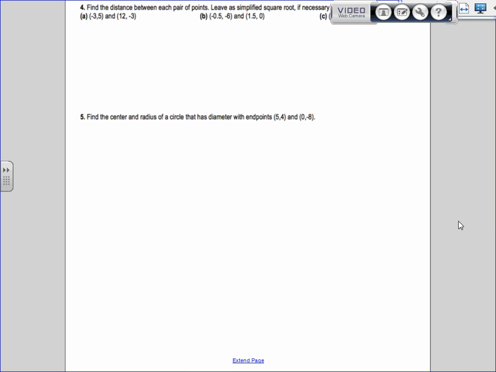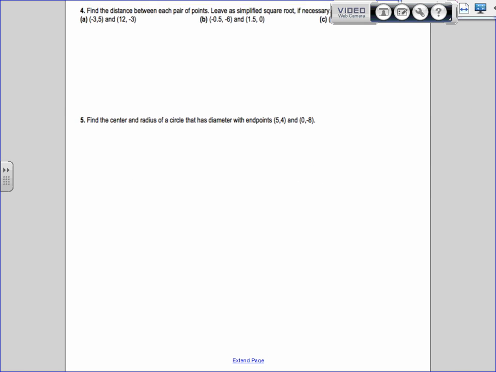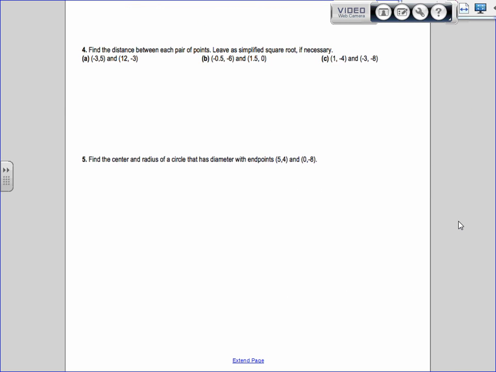Okay. So then we have the distance formula. It says find the distance between each pair of points, leave as a simplified square root if necessary. So I will usually never want the decimal answer. I'll usually want it to be written as like 3 root 5 or something. Okay. So the first one, if I find my distance formula, remember it's x2 minus x1 squared plus y2 minus y1 squared.